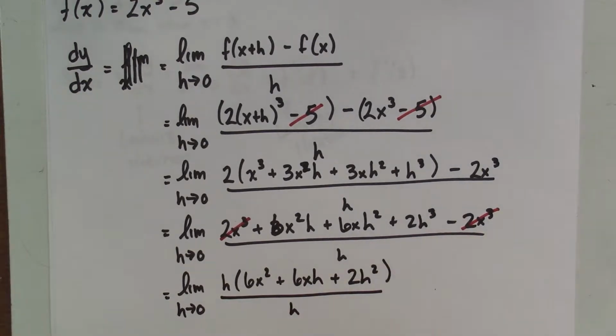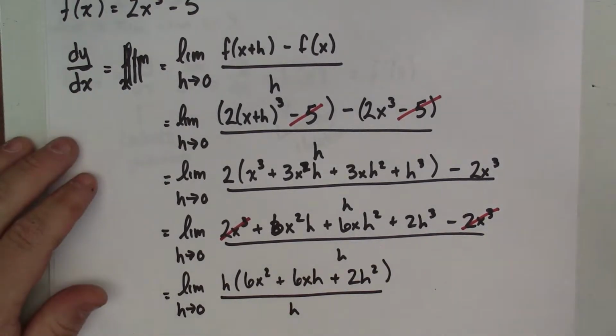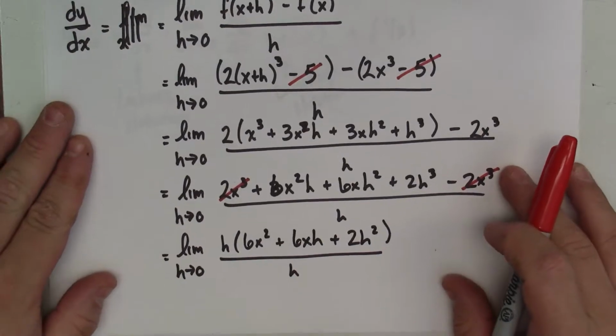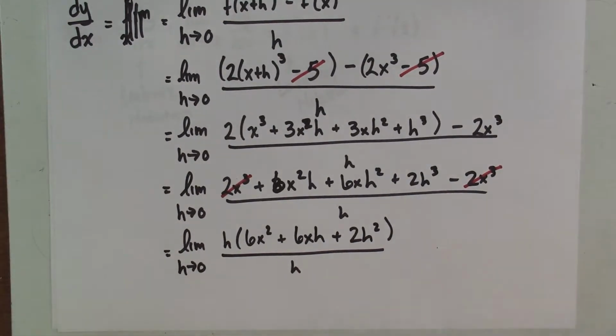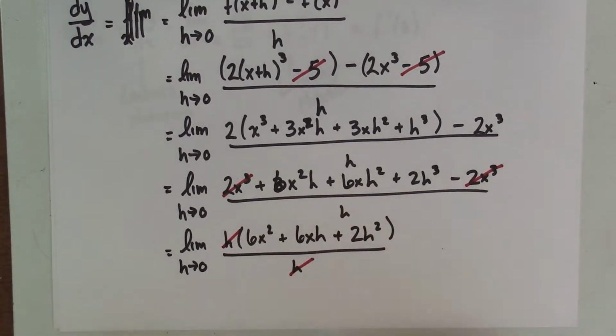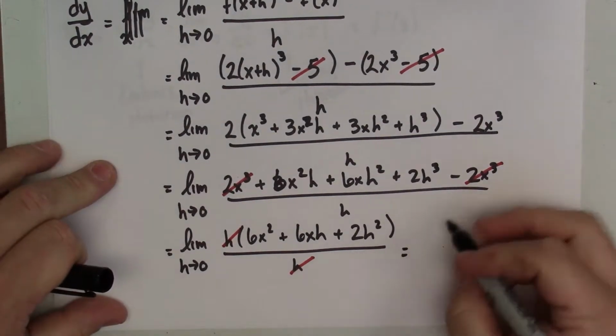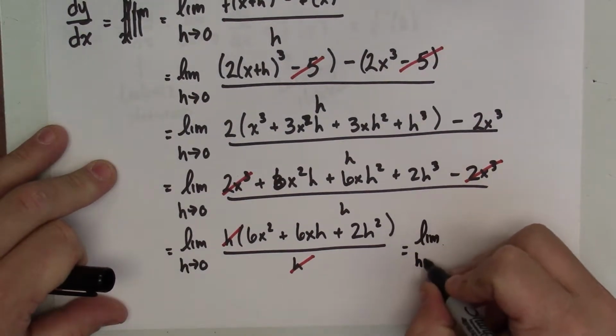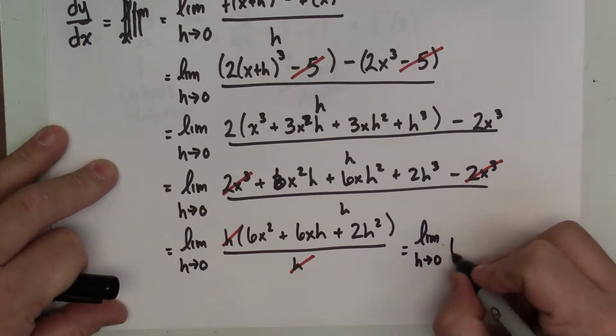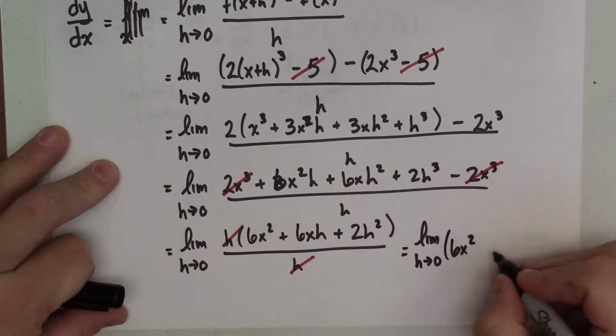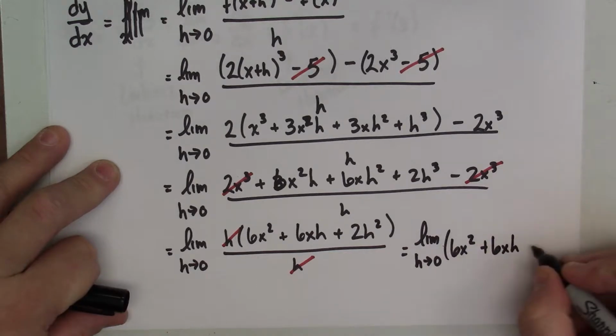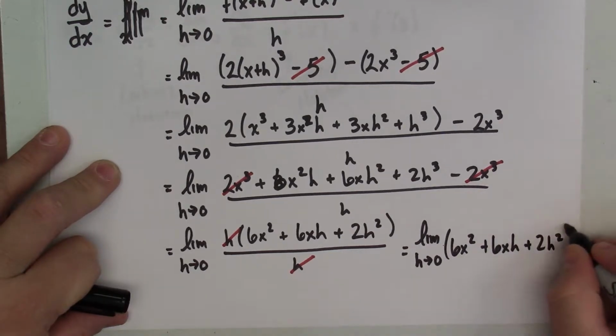Now, I have a limit, which means I'm not concerned when h is 0. I'm more concerned with what's going on very close to when h is 0. So I can pretend that those two don't exist and just evaluate the limit as h goes to 0 of 6x squared plus 6xh plus 2h squared.